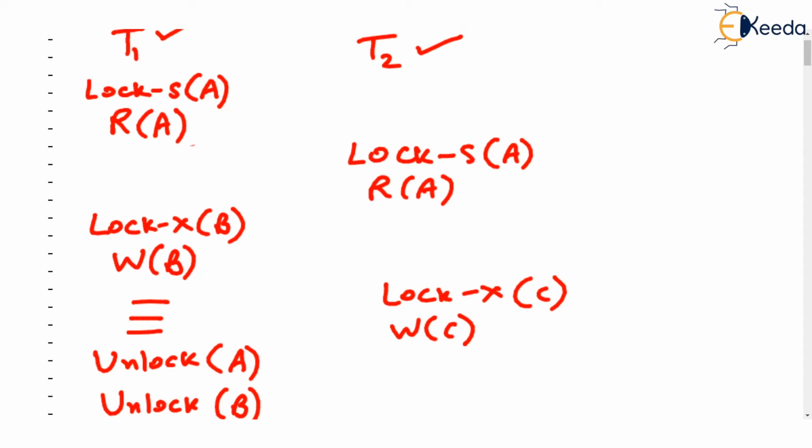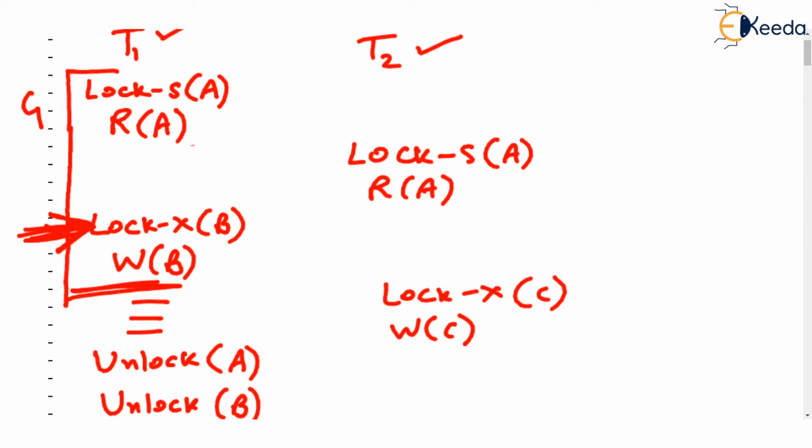Check. T1 starts by locking A. That means this is the growing phase. After that, it doesn't unlock anything, but it continues locking. See this, locking B, and after this point, it doesn't acquire any more locks. So this is the lock point. This is the lock point where it acquires the last lock that it needs.